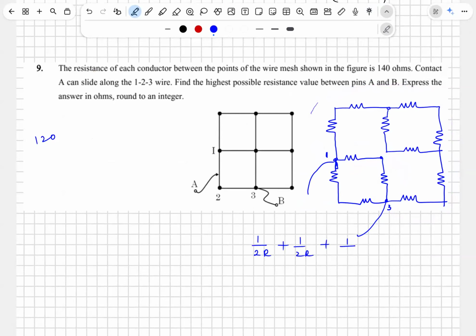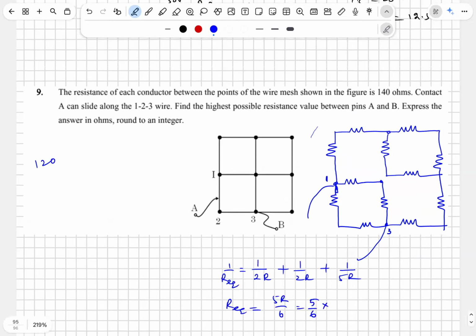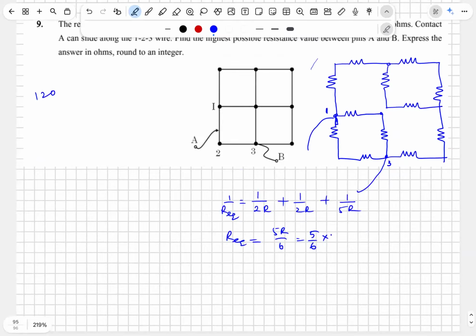R, R, R, R, R, 5r. 1 by R equivalent, so R equivalent is 5r by 6. 5 by 6 times of 140. So what is this value? Nearly 117 ohms. Nearly 117. What makes it 120?